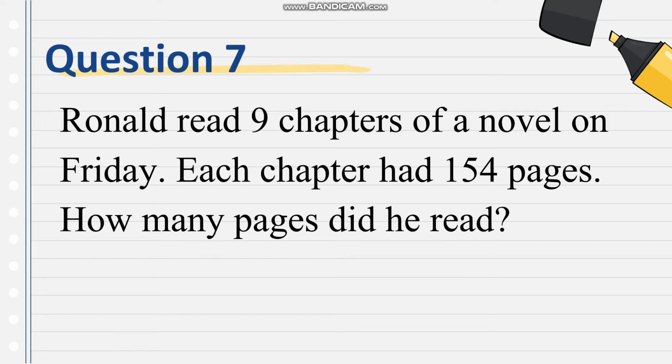Question number 7. Ronald read 9 chapters of a novel on Friday. Each chapter had 154 pages. How many pages did he read? As you can see, we have 154 and 9 chapters. Each chapter is 154, so we simply multiply 154 multiplied by 9. So 9 multiplied by 4 is 36, so 6 regroup 3. 9 multiplied by 5 is 45 plus 3 is 48, regroup 4. 9 multiplied by 1 is 9 plus 4 is 13.